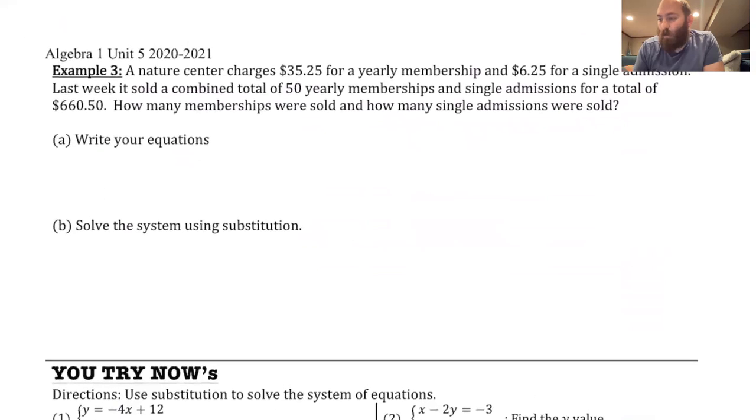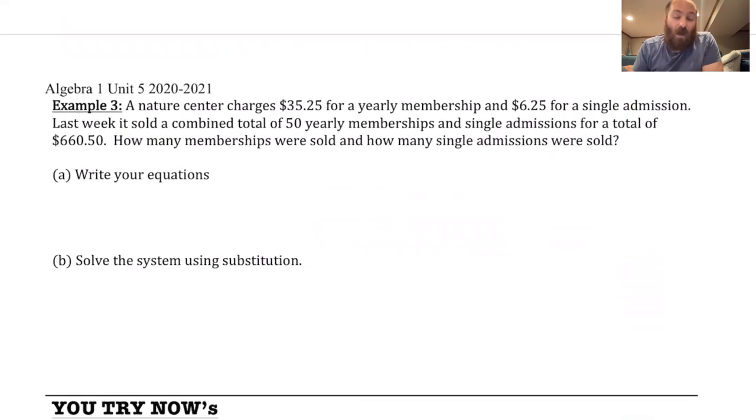Here we can do a word problem based on this. We're going to model this as two equations, and then we're going to be able to use substitution to solve it. A nature center charges $35.25 for a single admission. Last week, it sold a combined total of 50 yearly memberships and single admissions for a total of $660.50. How many memberships were sold and how many single admissions were sold?